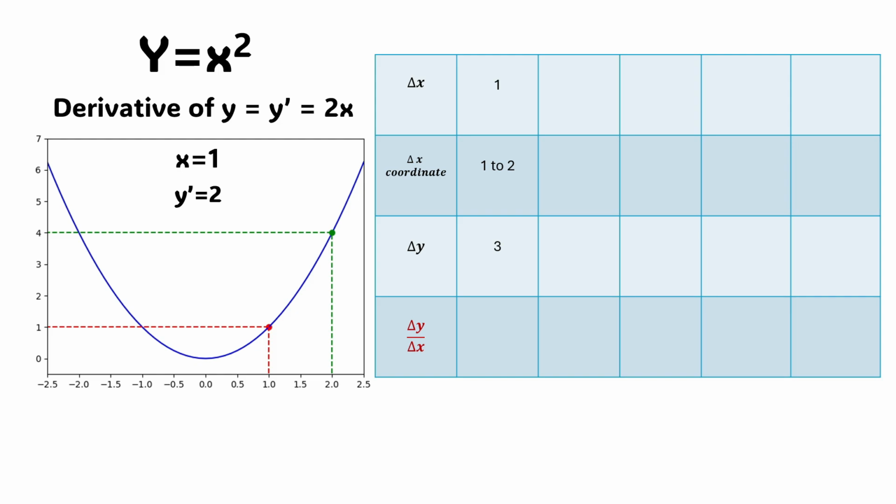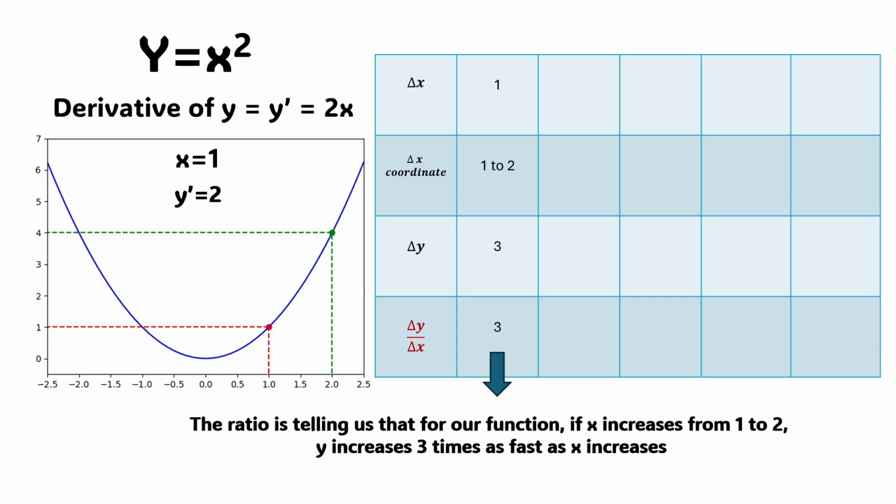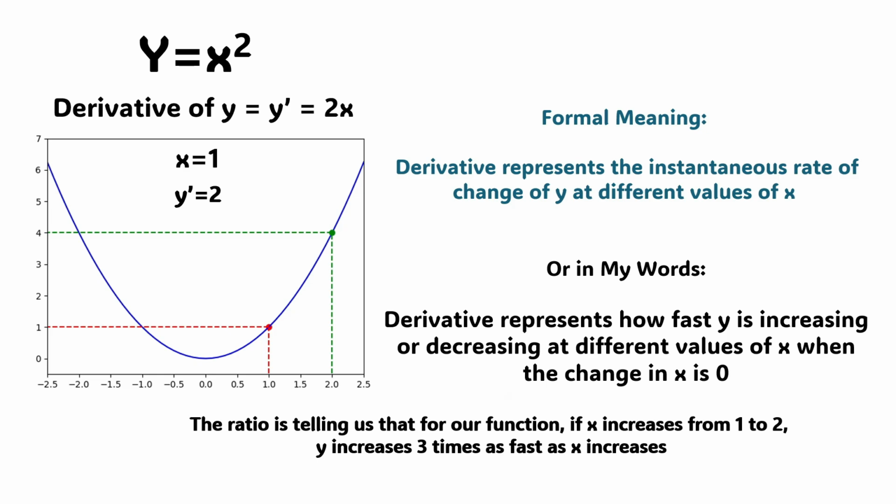Now we arrive at the most important step, which is to calculate the ratio change in y divided by change in x. That's going to be 3 divided by 1, so the ratio equals 3. This ratio is telling us that for our function, if x increases from 1 to 2, y increases 3 times as fast as x increases. Note that this relates to the definition of derivative because the ratio is telling us something about the rate of change of y, or how fast y is increasing or decreasing.